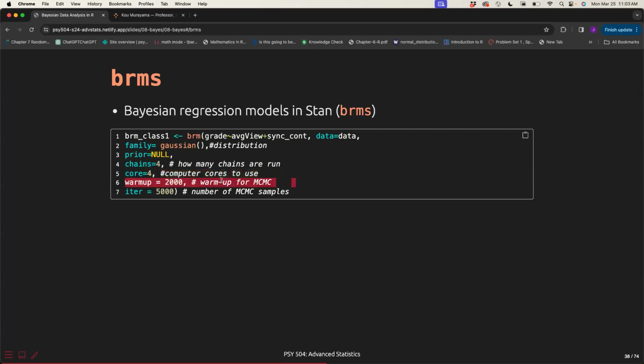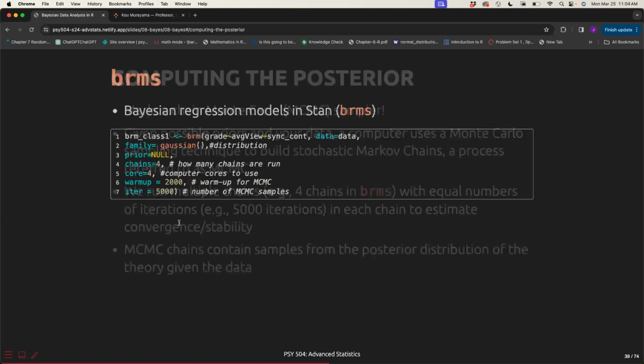Warm-up has to do with the Markov chain Monte Carlo sampling. And then we have iteration, which is 5,000, which is the number of samples we're going to do. These warm-up samples are actually just to get the Markov chain Monte Carlo sampling warmed up, and we don't include those in the final analysis. We kind of throw those out. So out of these 5,000 iterations we're going to run, 2,000 of those are going to be thrown out as burn-in samples.